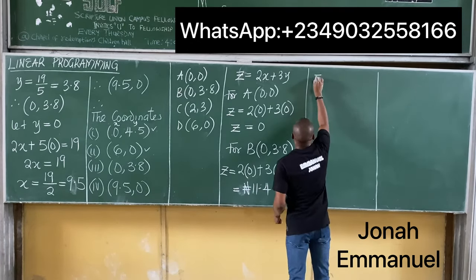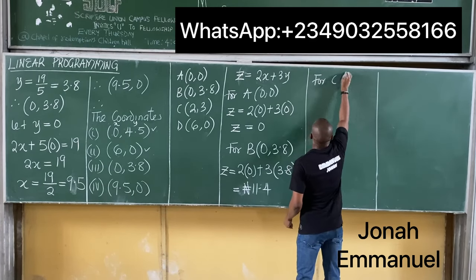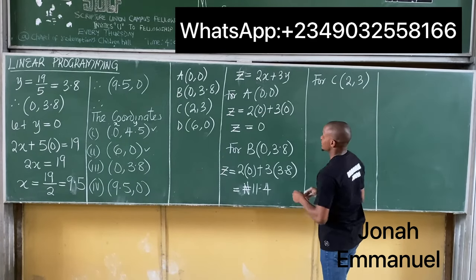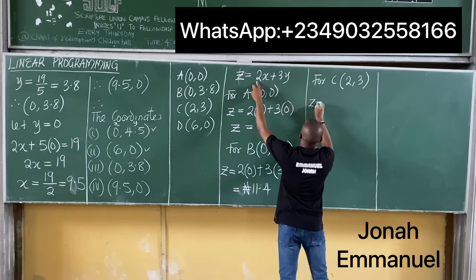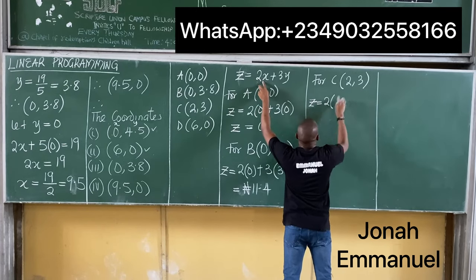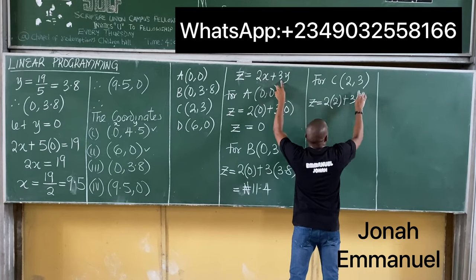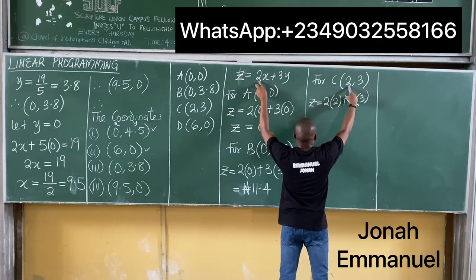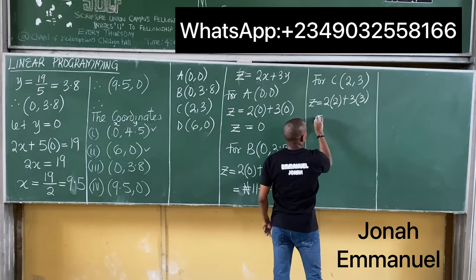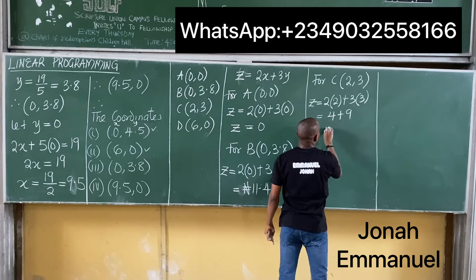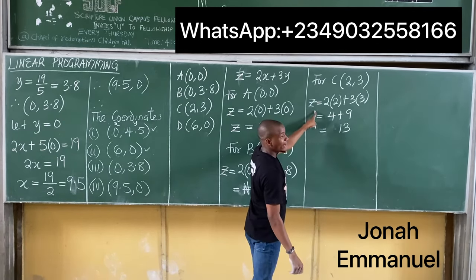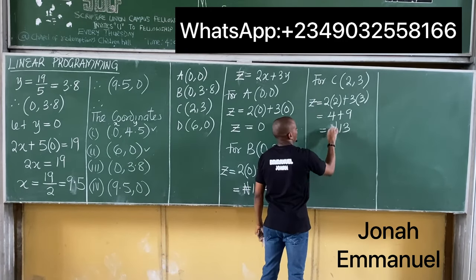Next, for C. C is 2, 3. How do we get that? We have that Z is equal to 2 times X, X is 2, plus 3 times Y, Y is 3. So 2 times 2 plus 3 times 3. This is equal to 4 plus 9. That's equal to 13. Don't forget, they said it is in Naira. So put 13 Naira.